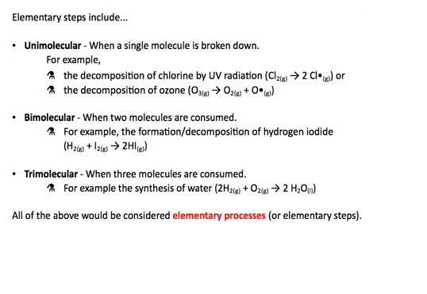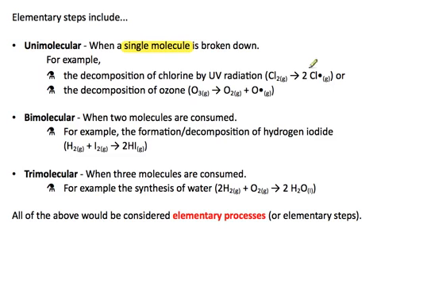So first of all, in terms of molecularity, elementary steps include these different types of collisions. A unimolecular collision is one where a single molecule is broken down. So this is basically a one-particle collision. And how can you break things down? Well, UV radiation is often one way to break things down. This happens in the atmosphere.